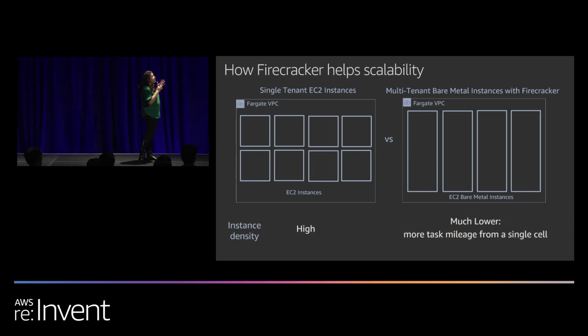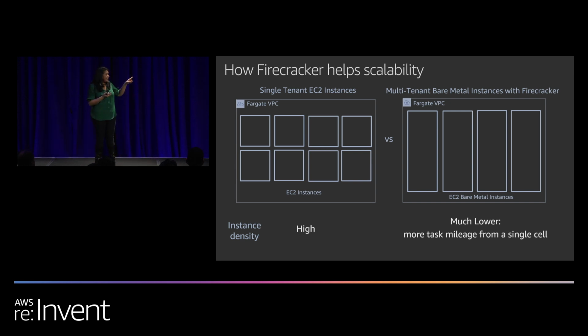And even if you just remove all the tasks from this picture and just look at the instance density and footprint in these two pictures, the single tenant model versus the multi-tenant model, you can see how our single tenant model is so much denser in terms of the number of instances we're running. And if we think of our fixed size cell again, where we can only put a fixed number of EC2 instances, we get a lot more task mileage from that single fixed size cell with our bare metal model than with our single tenant EC2 model.